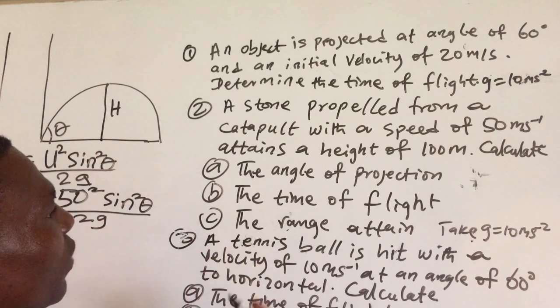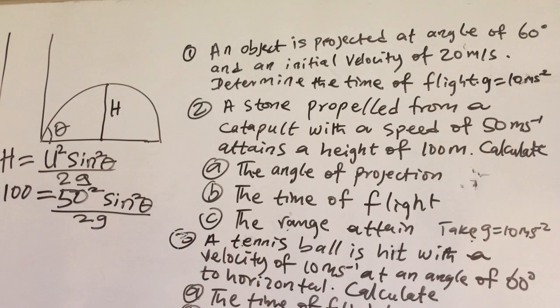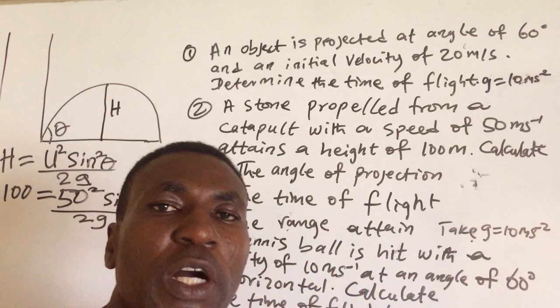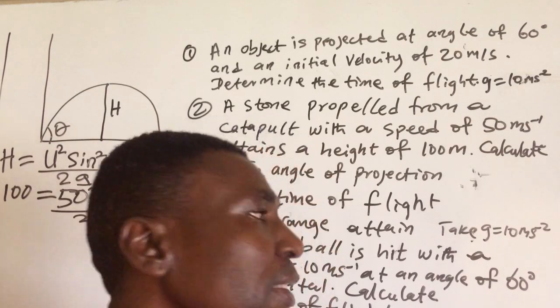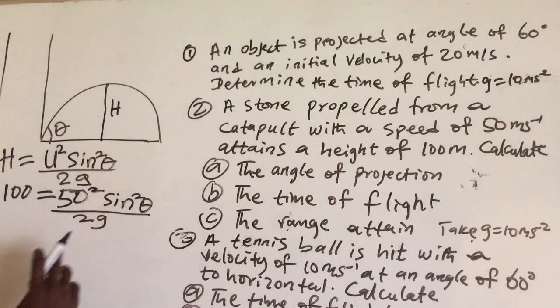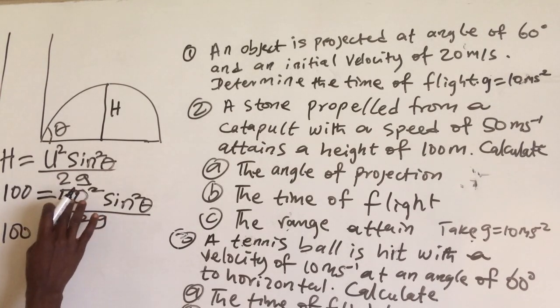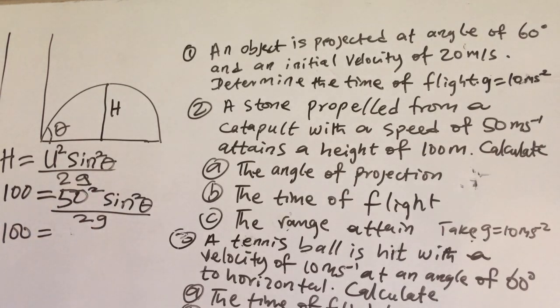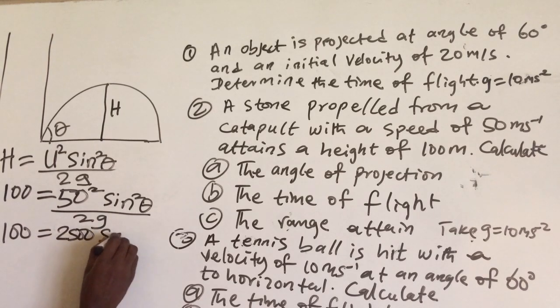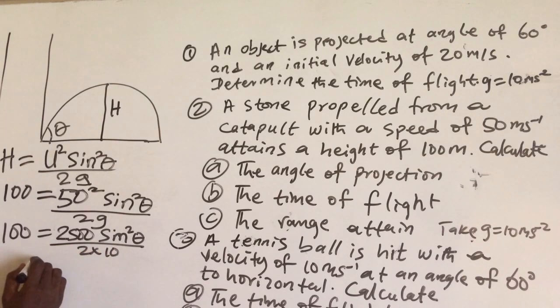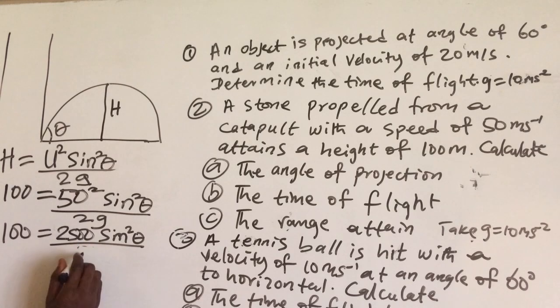And the question says we should take g to be 10 again. We will take our g to be 10 meters per second squared, right? Now we have 100 equals 50 squared. What is 50 squared? 50 squared means 2,500 sine squared theta all over 2 times 10. 2 times 10 will give us 20, right?